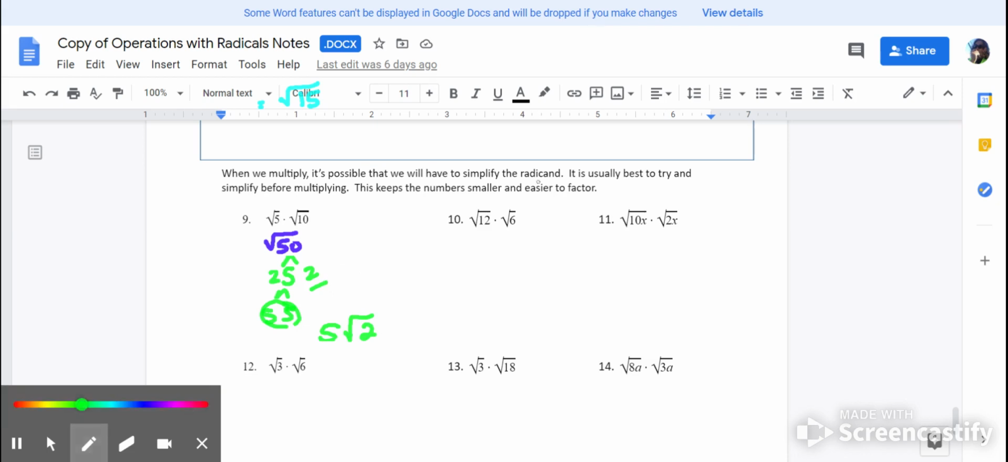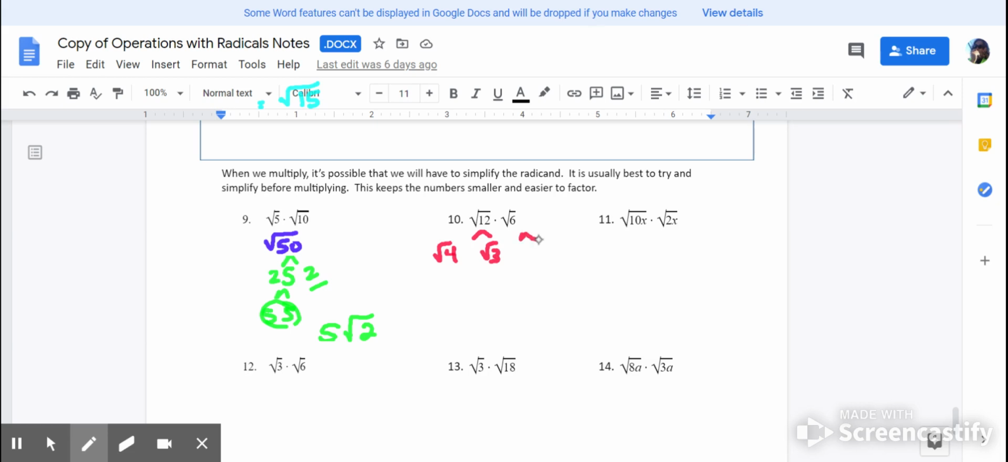The other way of doing this is you can break these down before you multiply. So I can say the square root of 12 is really the square root of 4 times the square root of 3. And the square root of 6 is the square root of 3 times the square root of 2. And then I want to simplify if at all possible. Well, I know the square root of 4 is 2. I notice I have a pair of square root of 3's, and I'm left with a square root of 2.